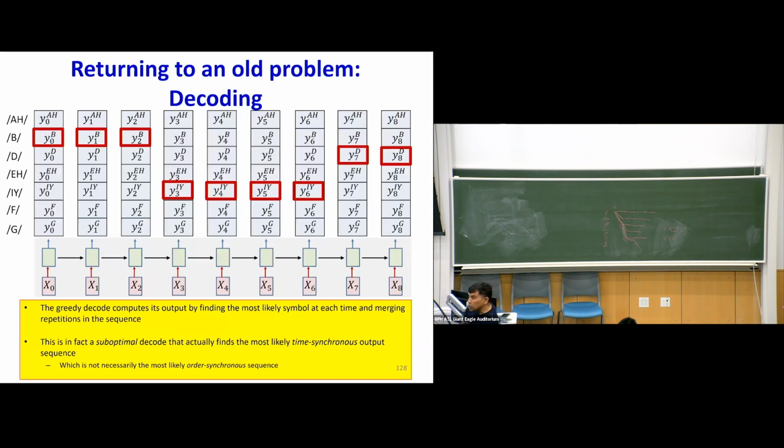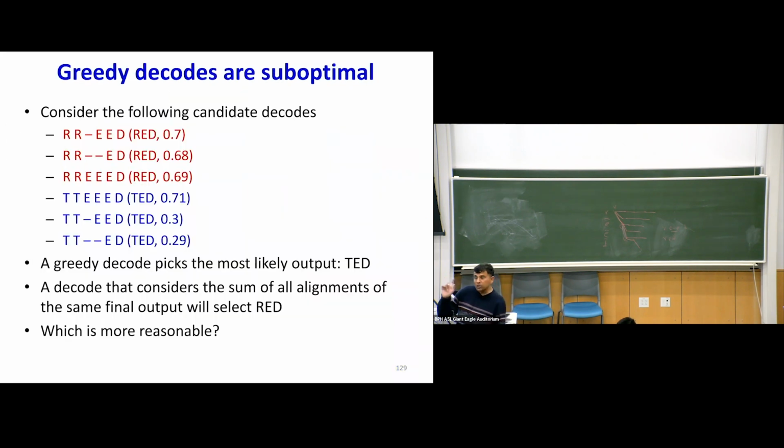If I just pick the most likely symbol at each time, which of these would I pick? The third one, the TED, because it has the highest probability, 0.71. But then look at the rest of them. I have three possible ways of getting a red, and all of them have approximately the same probability. Whereas for TED, the first one is 0.71, everything else is really low.